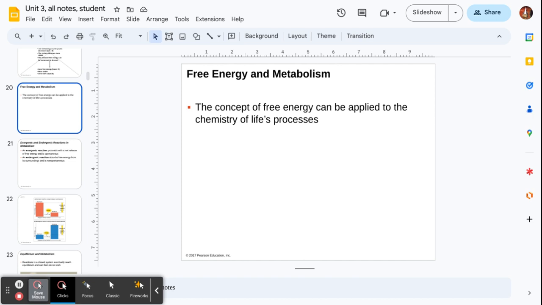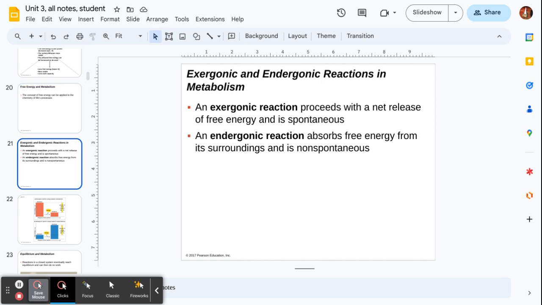Free energy applies to chemistry of life's processes. So when we talk about reactions, we talk about catabolic and we talk about anabolic. We can also talk about them in other ways as well. We can talk about them as exergonic and endergonic. Exergonic, what do you suppose that means? What do you suppose is happening to energy in an exergonic reaction? Boom, it's leaving, it's exiting the building, right? It's going away.